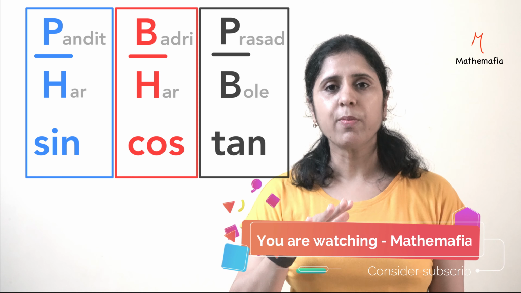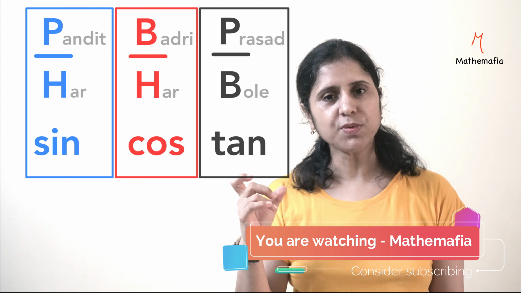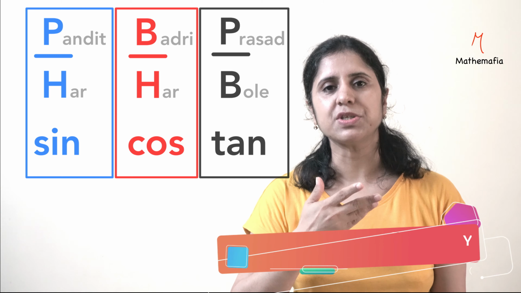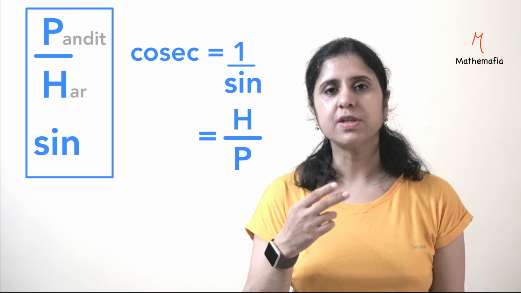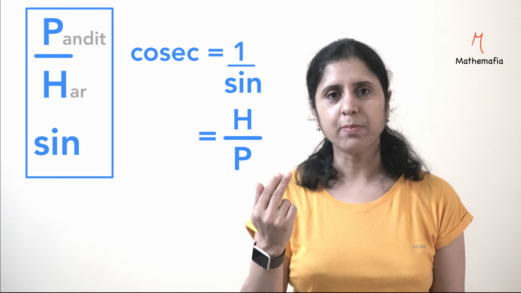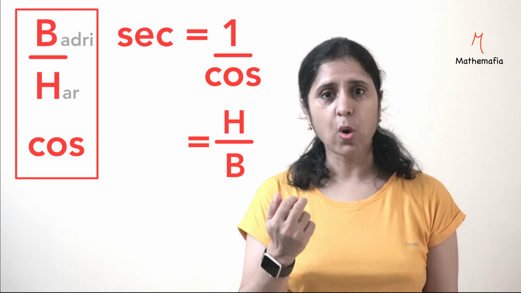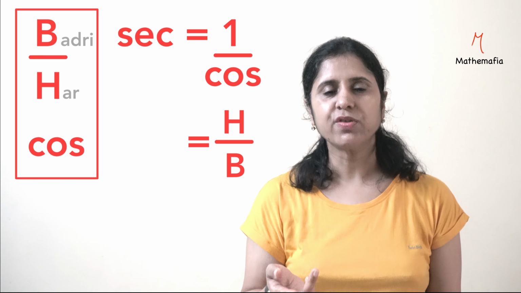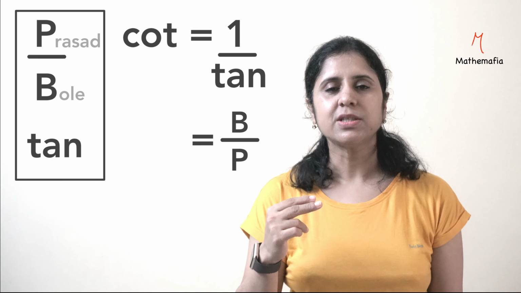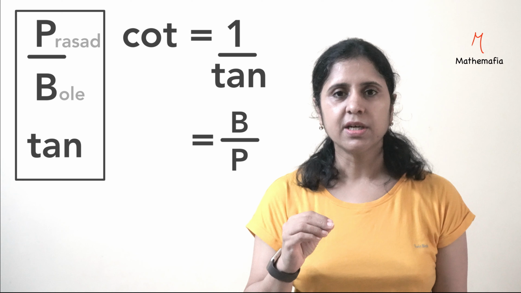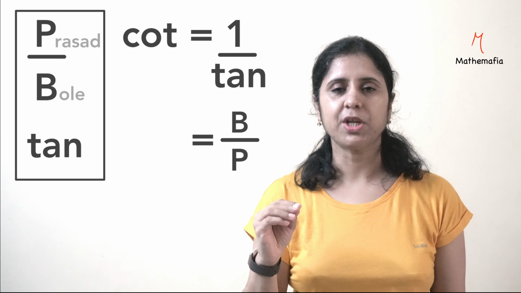So you just have to memorize these 3 ratios, and the rest of the 3 would be inverse of these 3 ratios. Cosecant, which is inverse of sine, would be hypotenuse upon perpendicular. Secant, which is the inverse of cos, would be hypotenuse upon base, and cotangent, which is the inverse of tangent, would be base upon perpendicular.